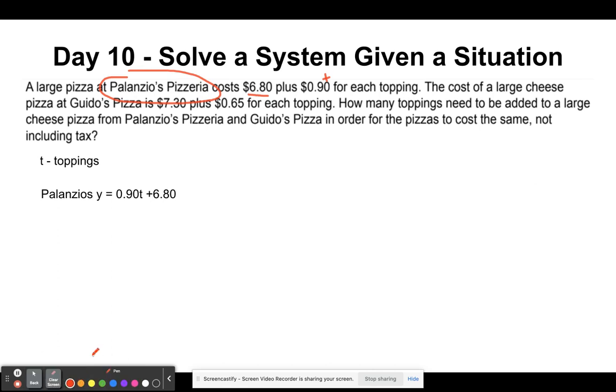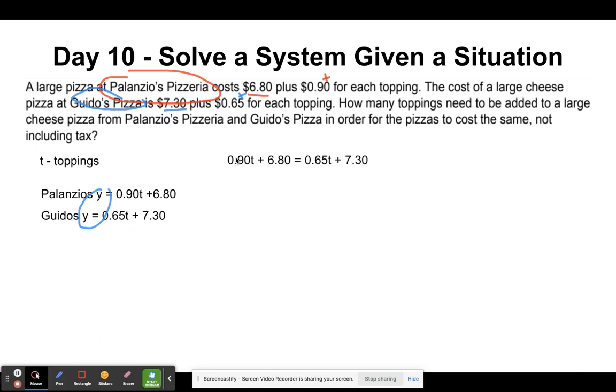The second equation is going to come from Guido's Pizza. We're going to set it up the same way, except now it's going to be y equals 65 cents times t plus 730. Because both of these equations have y equals in the beginning, if you remember, we can make them equal to each other. So now we're going to take the first equation, set it equal to the second equation, and solve for t.